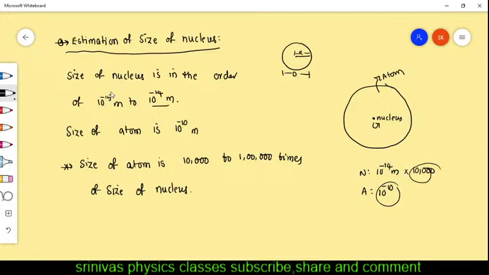Or if you take the nucleus size as 10 to the power of minus 15 meters, and the atom size is 10 to the power of minus 10 meters, then the nucleus size is multiplied with 1 lakh, and you will get this one.